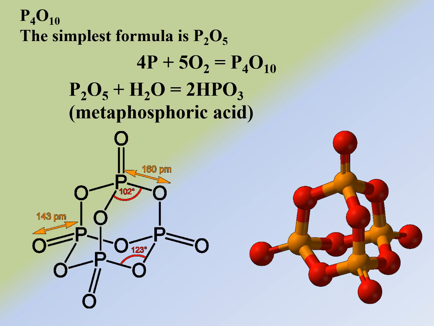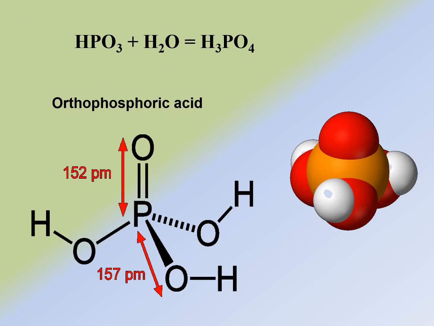And this is P4O10. That is the molecule with the simplest formula of P2O5. This is the oxide that corresponds not to phosphorous but to phosphoric acids. And one of them is called metaphosphoric acid. That is just HPO3. And also it corresponds to the orthophosphoric acid.